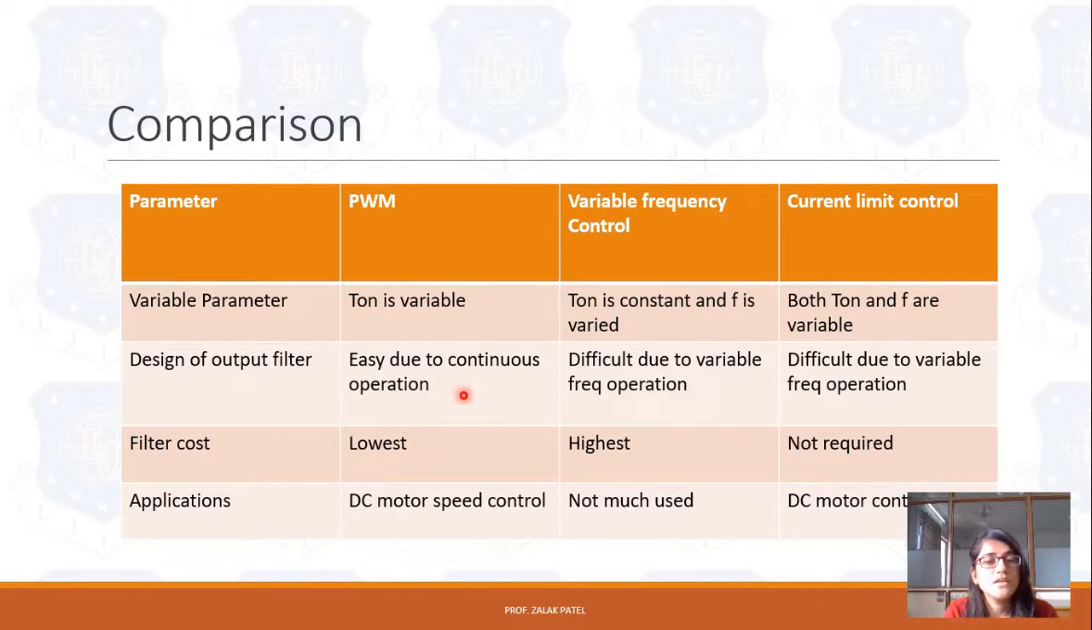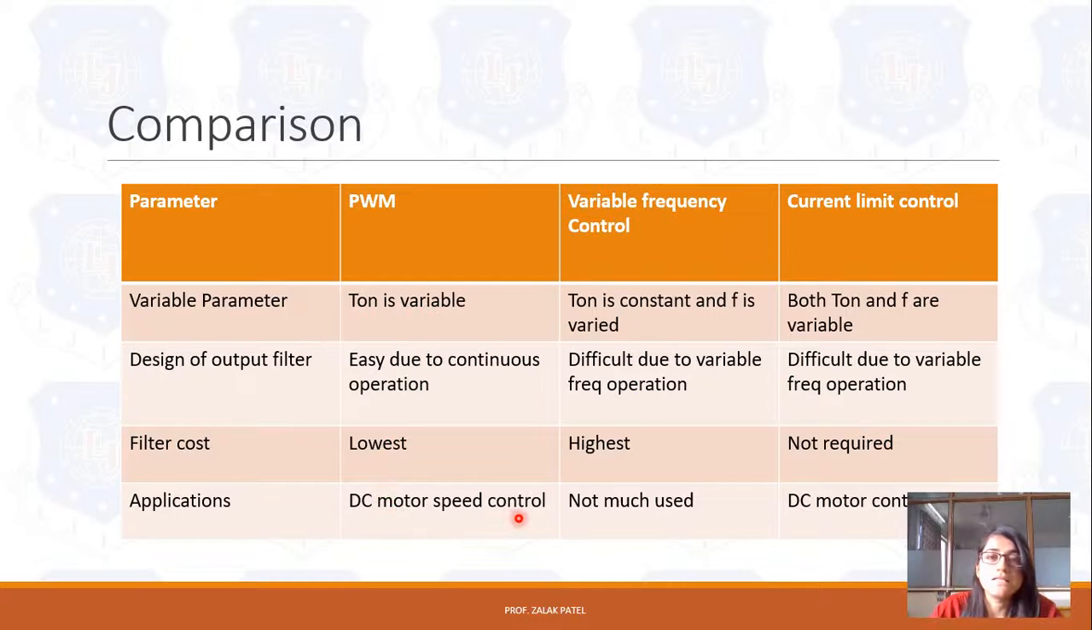Design of the output filter is easy due to continuous operation. In PWM, the on time is variable but the frequency is fixed, that's why it is continuous operation. But in the variable frequency case, because the frequency is varied, it is difficult to design the filter. Again in current limit, the on time is varied, and that's why it is difficult to design. Filter cost: due to easy operation, lowest cost in PWM, highest cost in variable frequency. And in current limit a filter is not required, but if we want to design it, it is also at the highest cost. At what application can it be used?